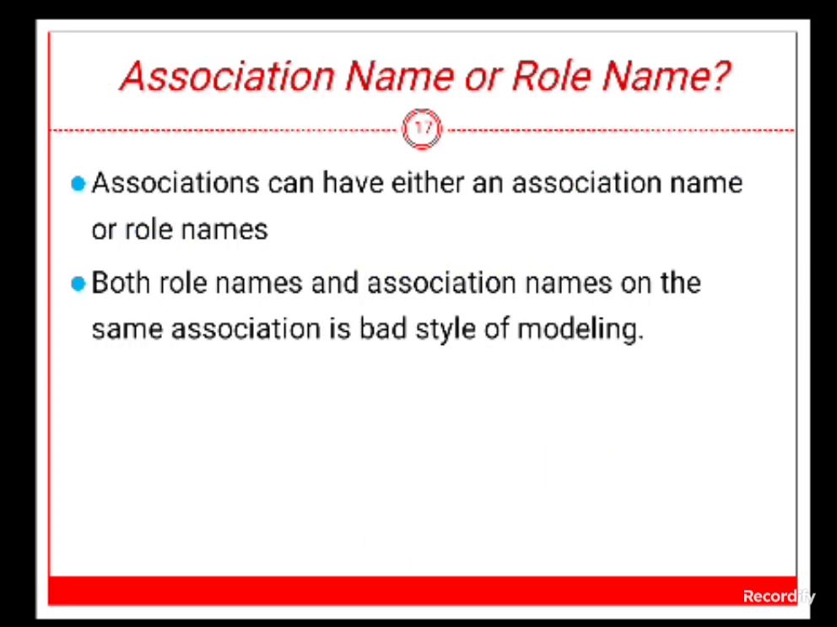Next, in UML, we normally use either an association name or role names on a relationship. Using both together is considered poor modeling practice because it makes the diagram cluttered and difficult to read.